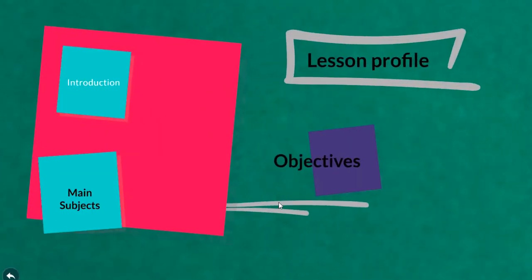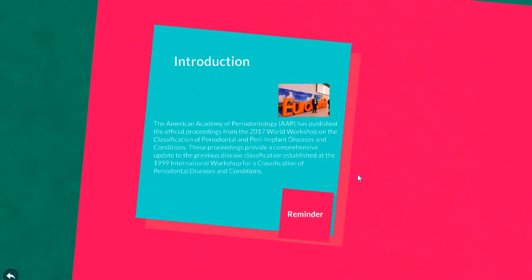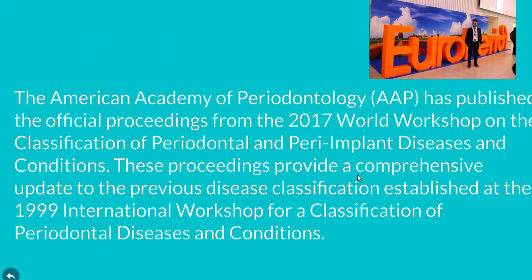So let us go into the lesson profile. My lesson profile is regarding the introduction, main subjects, and the objectives. The American Academy of Periodontology has published the official proceedings from the 2017 World Workshop on the classification of periodontal and peri-implant diseases and conditions. This proceeding provided a comprehensive update to the previous disease classification, which was established in 1999.